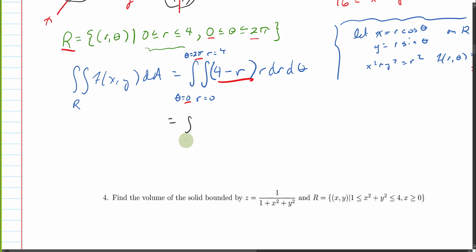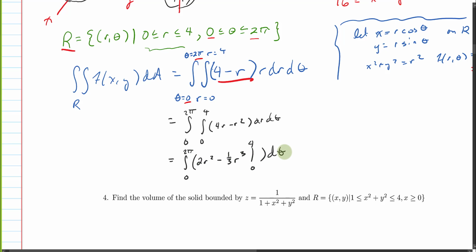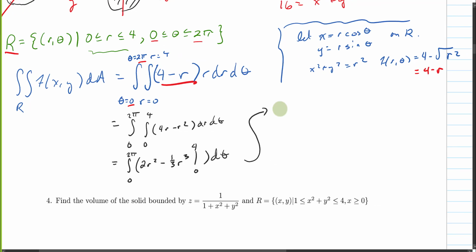So in this case, this is the integral from 0 to 2 pi of the integral from 0 to 4, and I'm just going to rewrite the integrand as 4r minus r squared dr d theta. So that's the integral from 0 to 2 pi of, and then integrating this gives us 2r squared minus 1/3 r cubed, evaluated from 0 to 4 d theta.